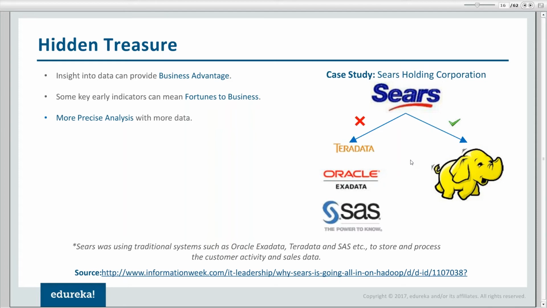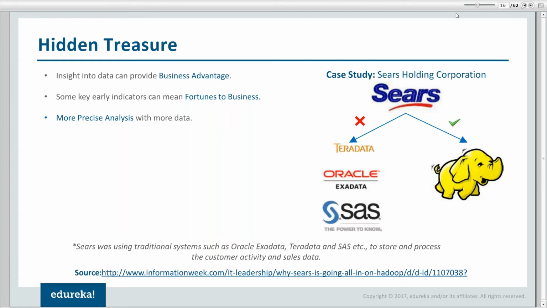So Sears is one of the companies. Earlier they were using Teradata, Oracle Exadata, and SAS. They were not able to do much. They were not able to make very impactful analytics. They were not able to make more precise analysis with more data coming every day. So they wanted some key early indicators or key early analytics to change their fortunes.